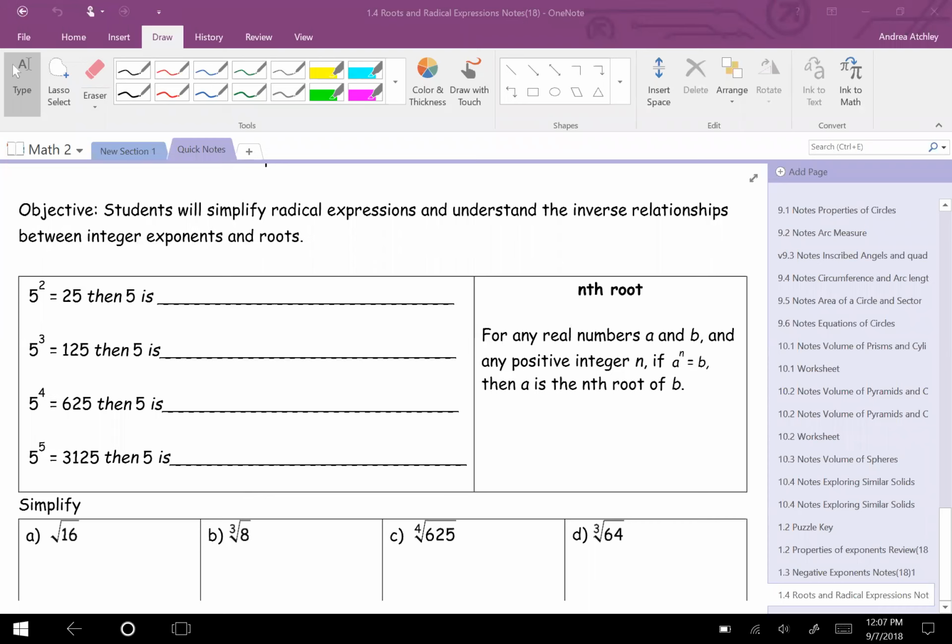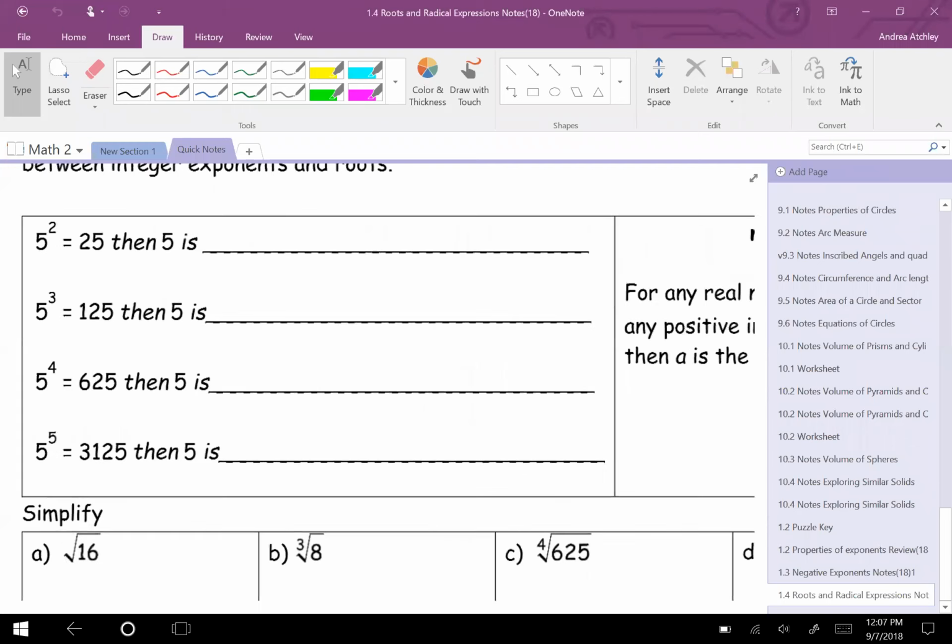Okay, today we're learning about radicals. We're moving away from exponents for a little bit and taking care of radicals. Okay, so let's just review. We're going to learn about different types of roots, not just a square root. So we do know square roots. You guys have seen those before.